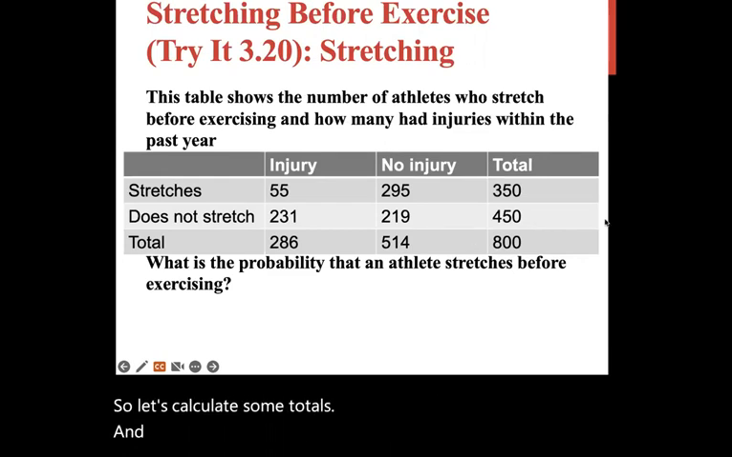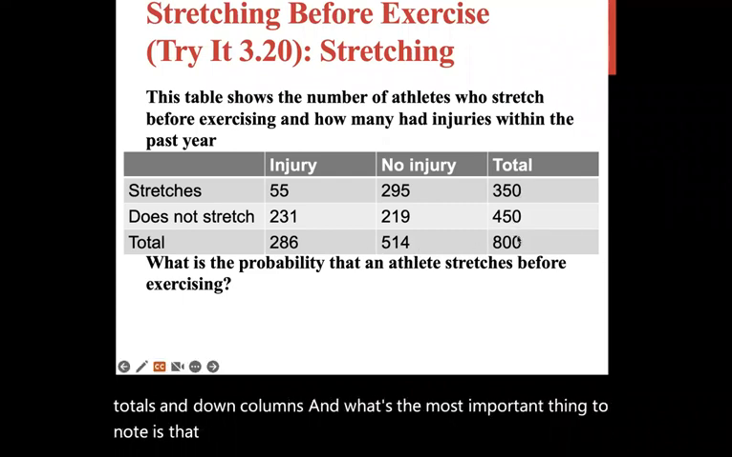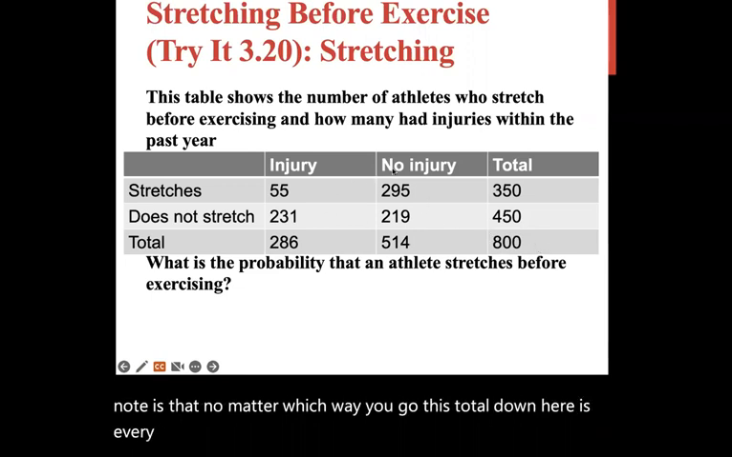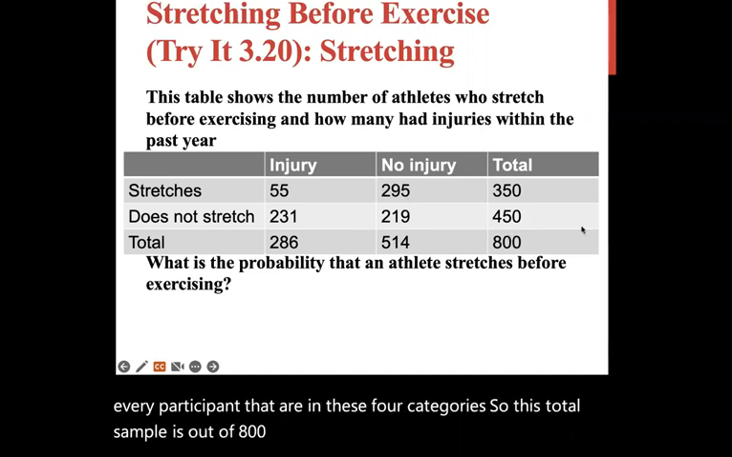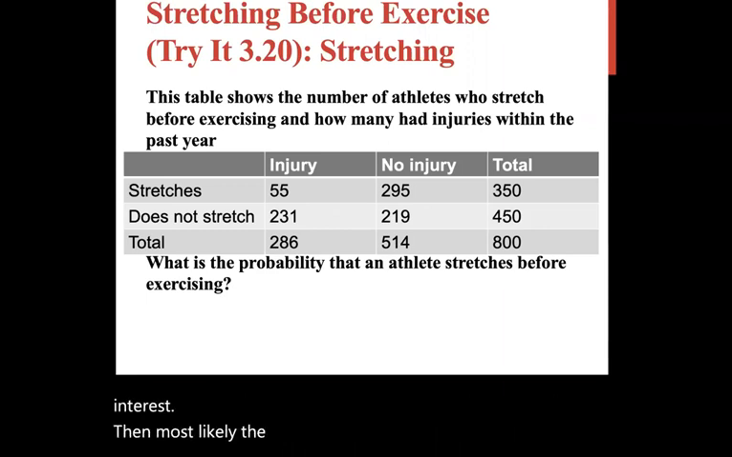And these totals are determined by going across rows to get these totals and down columns. And what's the most important thing to note is that no matter which way you go, this total down here is every participant that are in these four categories. So this total sample is out of 800 people. And why is that important? It's important because if we don't know anything about the athlete of interest, then most likely the probability will be out of the 800.